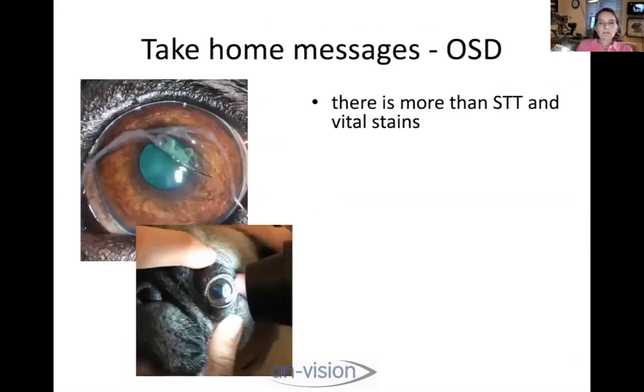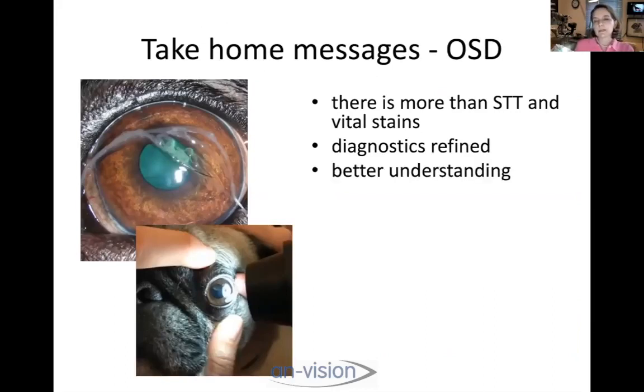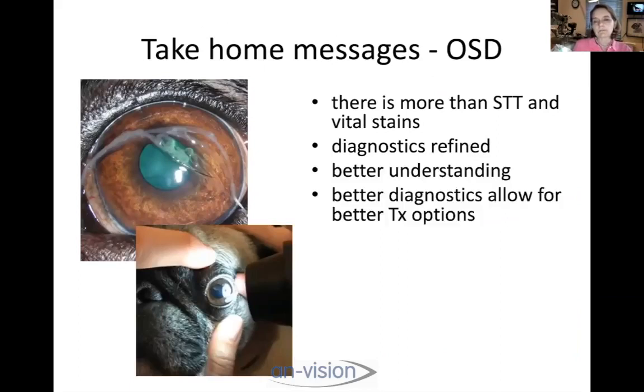So take-home messages, there's much more than the Schirmer tear test and the vital stains. There's much more, and there's so much we don't know. We have refined diagnostics. They might still be at the beginning, but we have to begin somewhere, and we have to be more precise, because we need better understanding of the whole thing, and we need to apply better diagnostics and better treatment options. And we can't do that if we just suspect a disease and treat it with topicals.